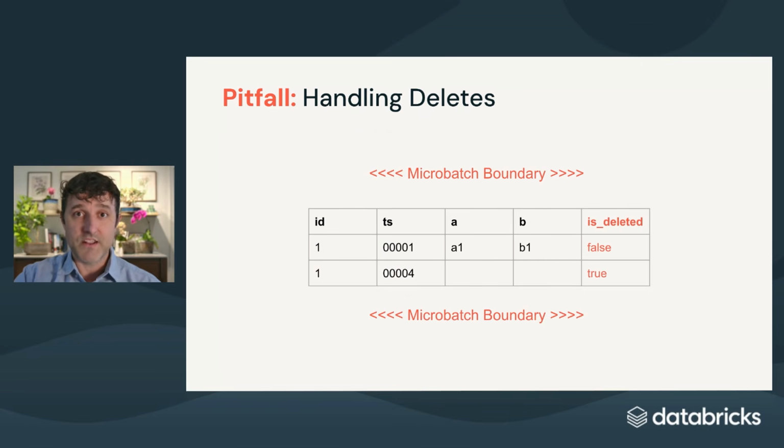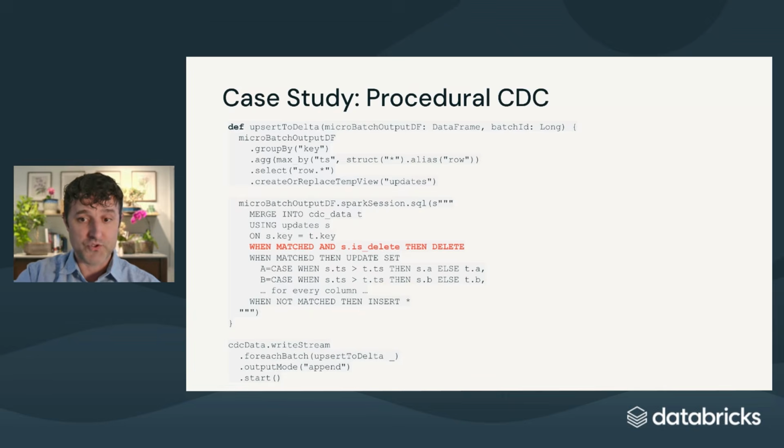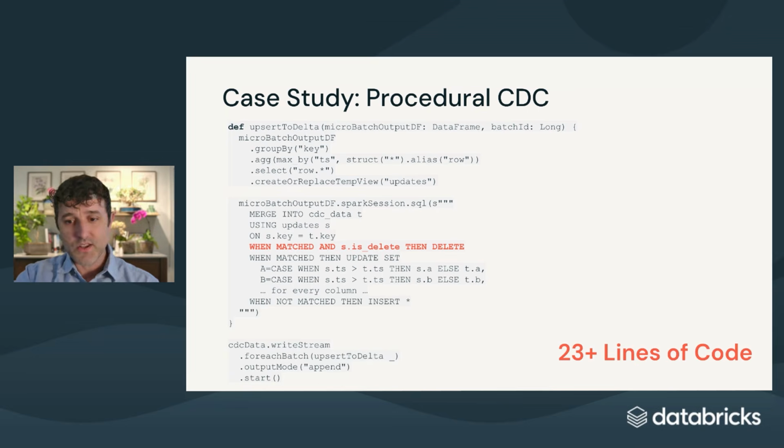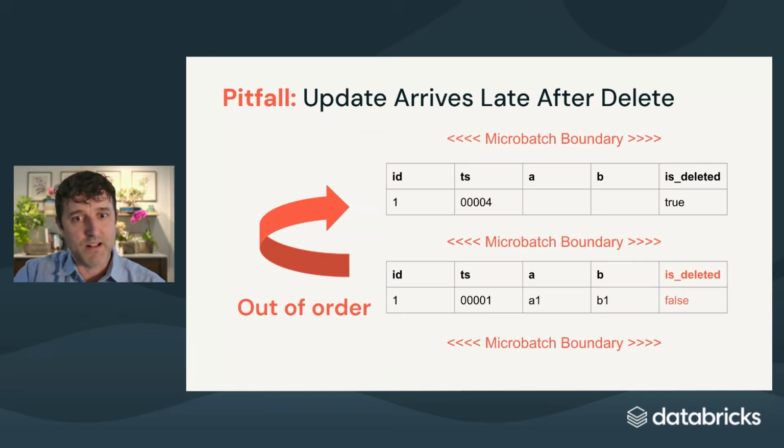Another really common thing that you need to handle is deletes that happen upstream. And so in this case, we'll add another column to the change feed that indicates whether or not a deletion is happening upstream. We'll add that in. And so pretty simple. Now we're at 23 lines of code, but now we run into one of the most subtle problems.